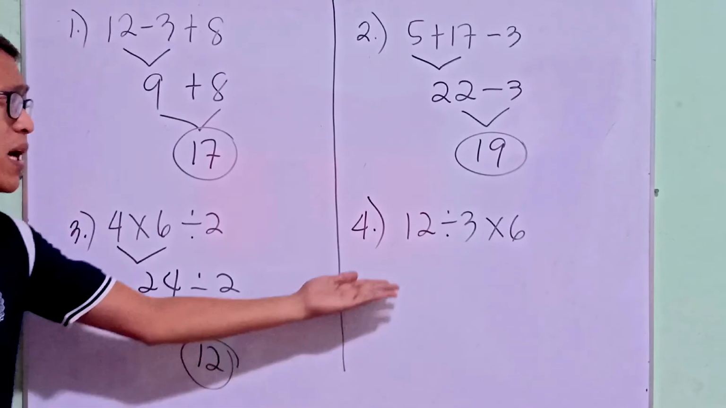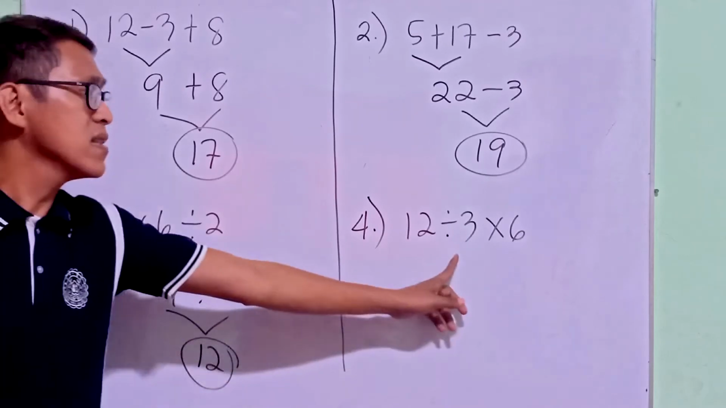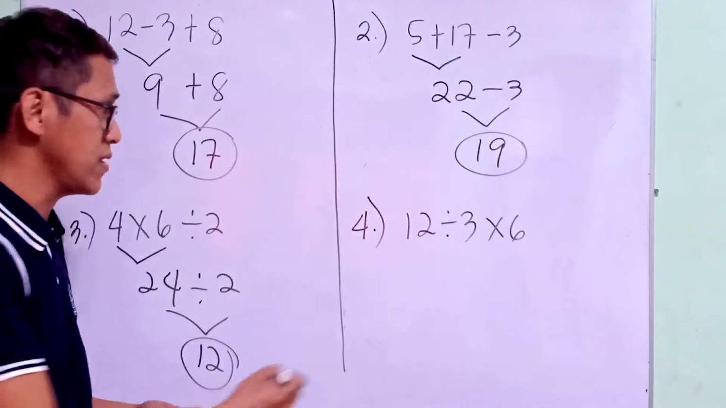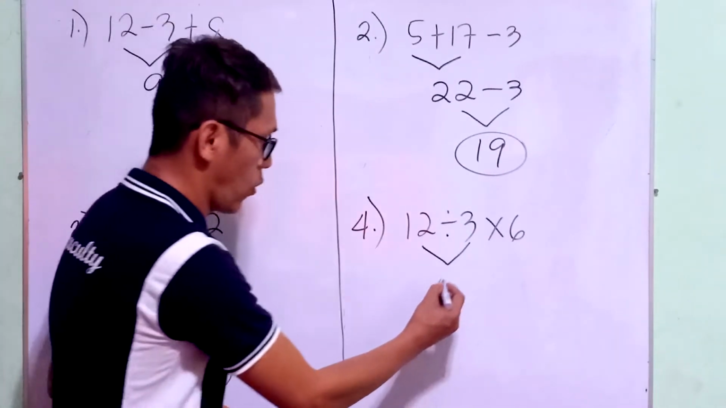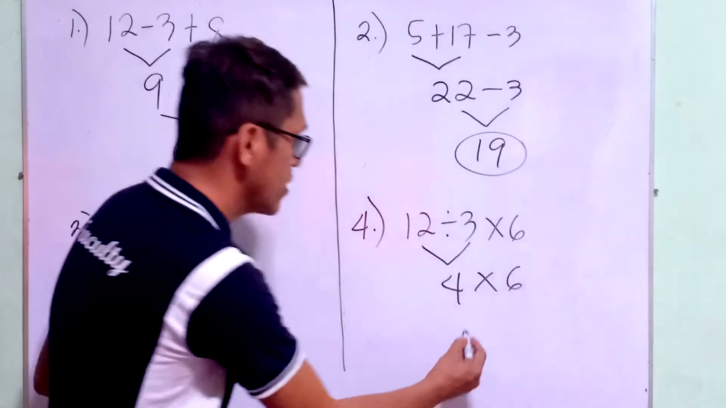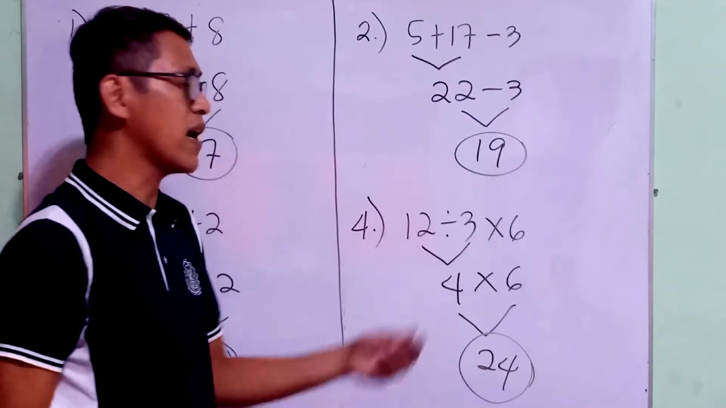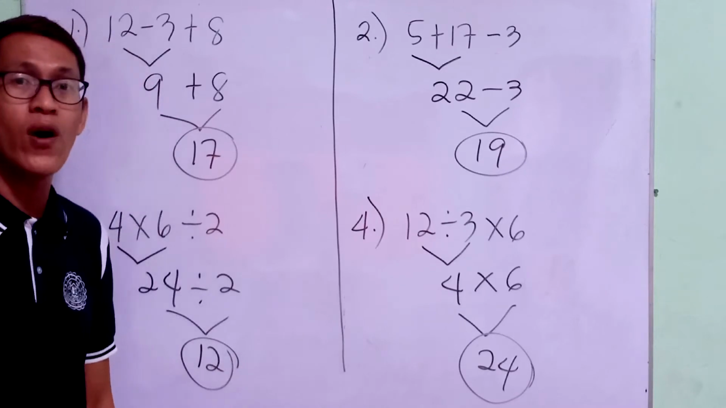But look at number 4. If you work from left to right, it's division that comes first, right? So you have to divide first here. So let's divide 12 divided by 3. That's 4. Then multiply this by 6. So our answer is 24. So 12 divided by 3 times 6 will give us 24.